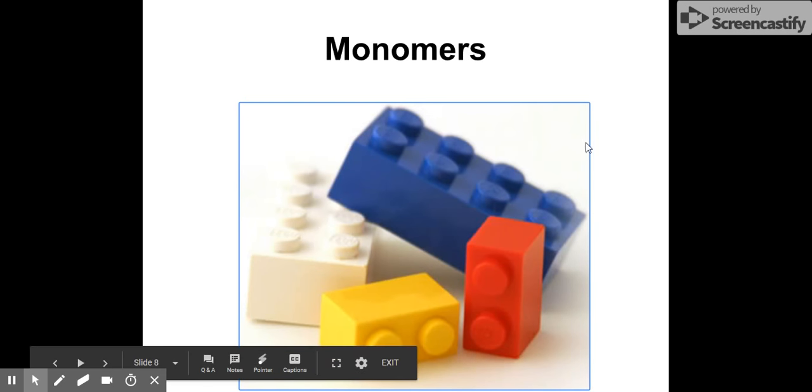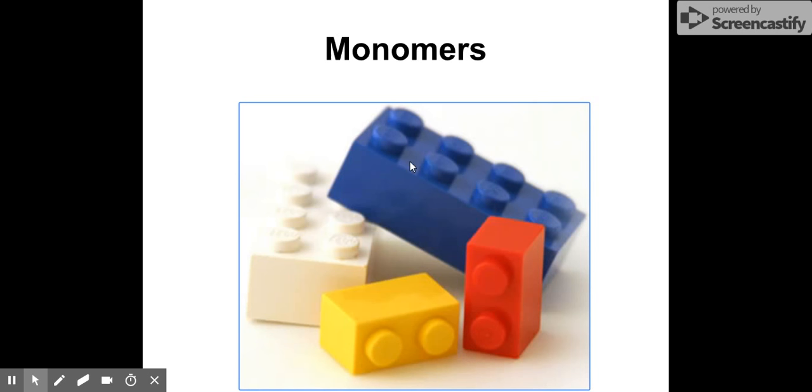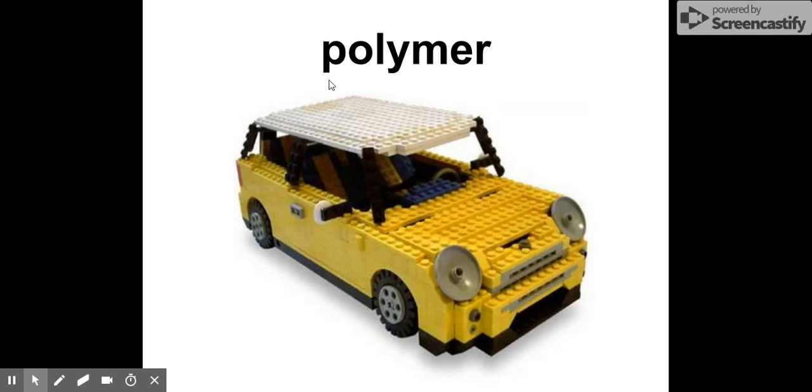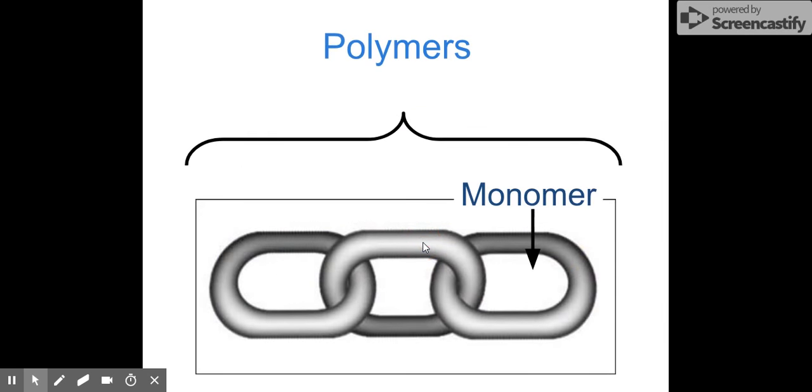Individual Legos for my Lego car. They don't have to be identical. Notice I've got red ones, yellow ones, blue ones, white ones. These ones are only 2 pieces long, whereas these ones are 4 pieces long. So the individual unit is called a monomer. What is made out of those monomers, the larger molecule, is called the polymer. Okay, so this car is a polymer because it's made out of many Legos connected together.